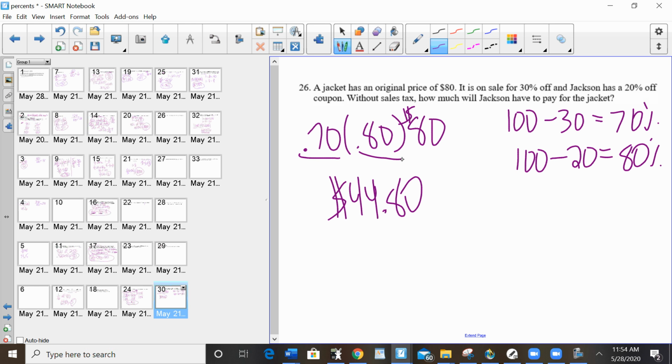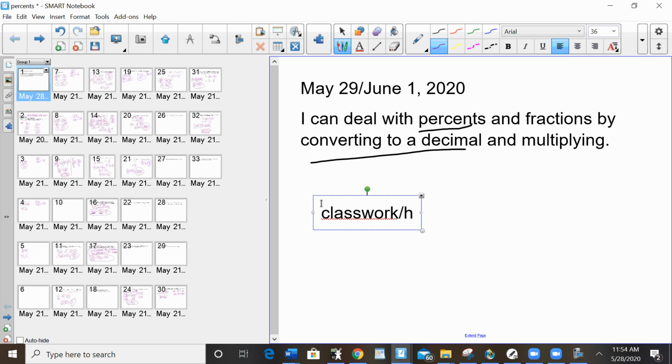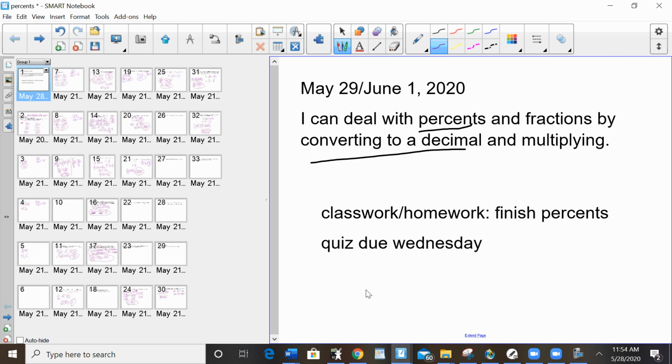So I'm giving you a couple extra days to do this. Today's Friday. This isn't going to be due until like Wednesday, so you have plenty of time. You're not going to have a new lesson on Monday. Your classwork/homework is to finish all the percents. It's a long quiz. It's 5 questions. I'm making it due on Wednesday. And it's long because there's a lot of different types of questions.